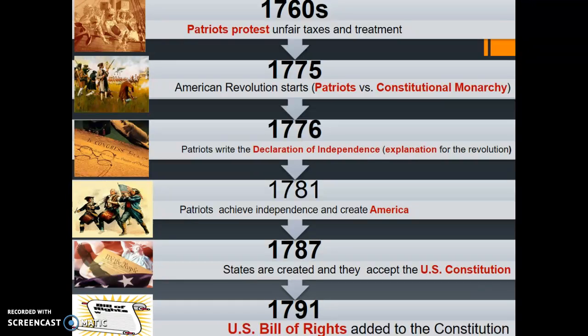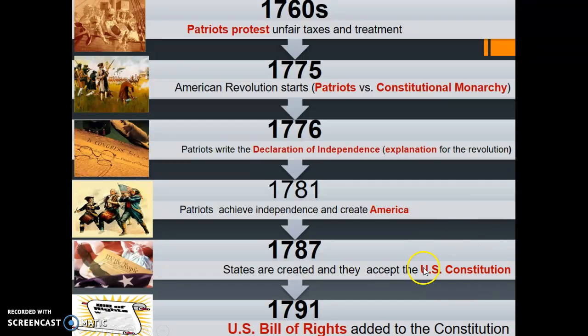And so to the Constitution was added an additional part known as the U.S. Bill of Rights. The U.S. Bill of Rights is a list of rights that the American people have that the government cannot take away under any circumstances.